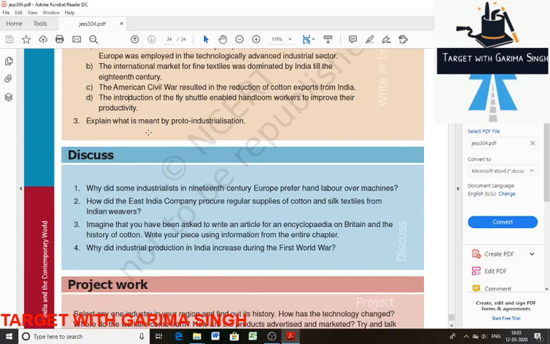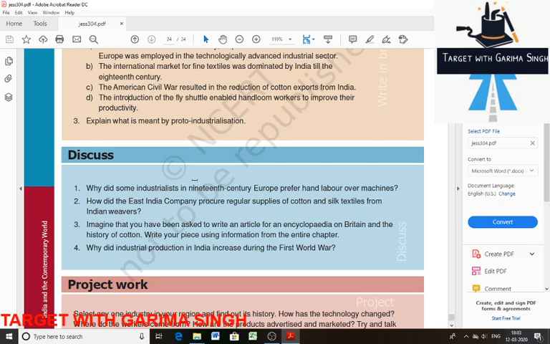Explain what is meant by proto-industrialization. Proto-industrialization is the phase of industrialization that was not based on the factory system. Before the coming of factories, there was large-scale industrial production for an international market. This part of industrial history is known as proto-industrialization. Basically, it is the prior phase of industrialization in which large-scale production was carried out for the international market, not in factories but in decentralized units.